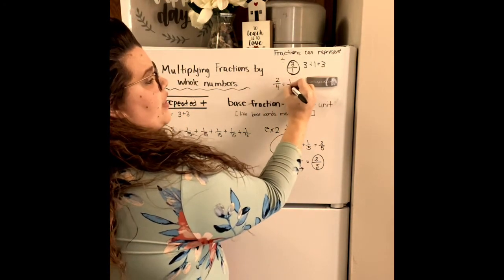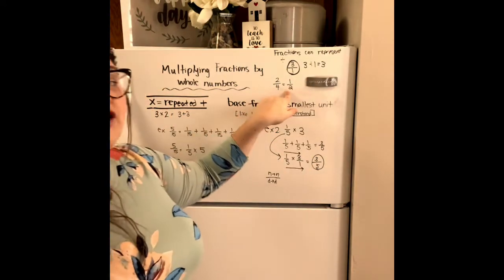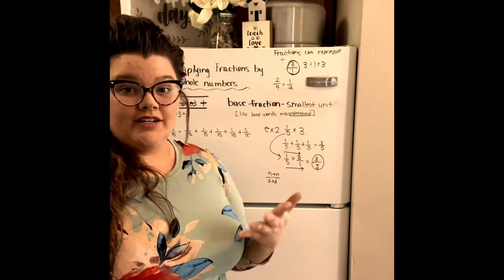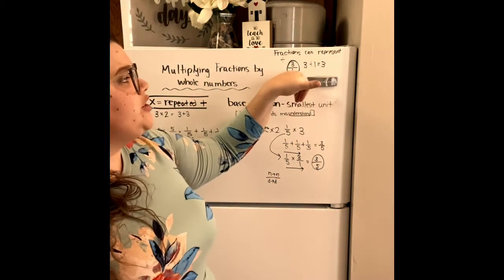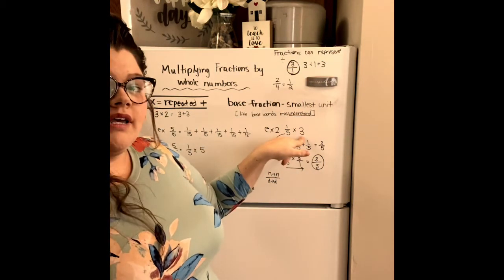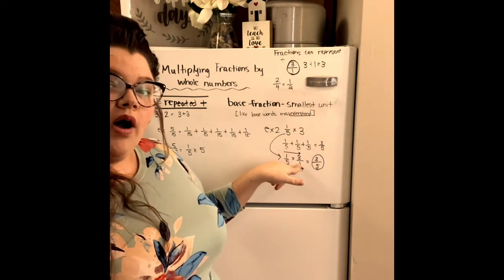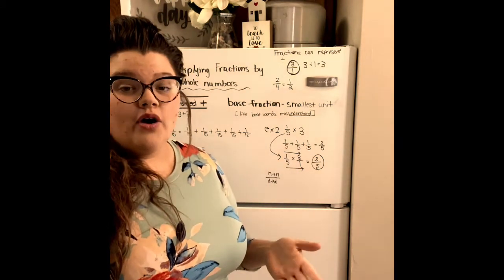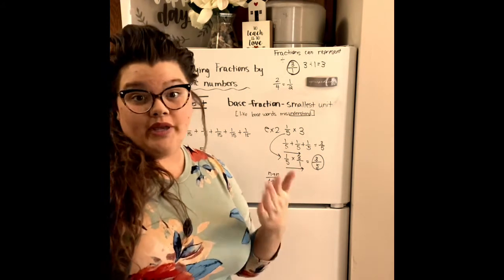We would also call that 1/2. I did not change the value, I just wrote it in a different way. That's exactly what we're doing when we take whole numbers and we put them over a 1. We're not changing the value, we're just simply writing it in a way that we can use it.